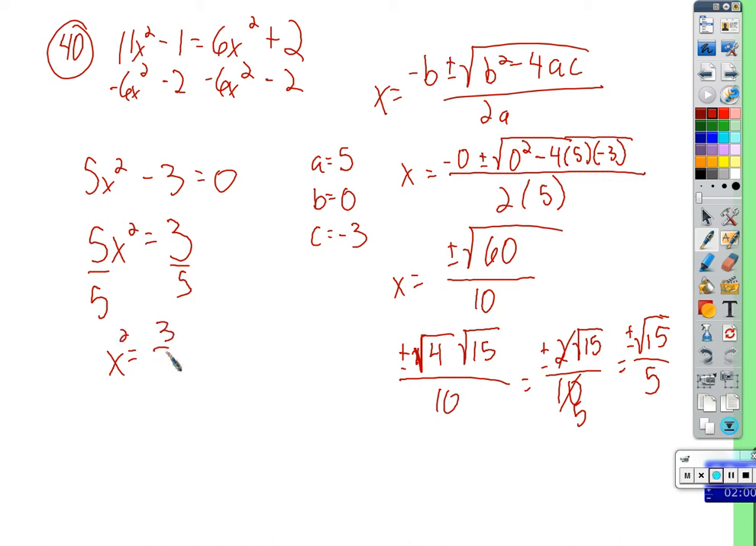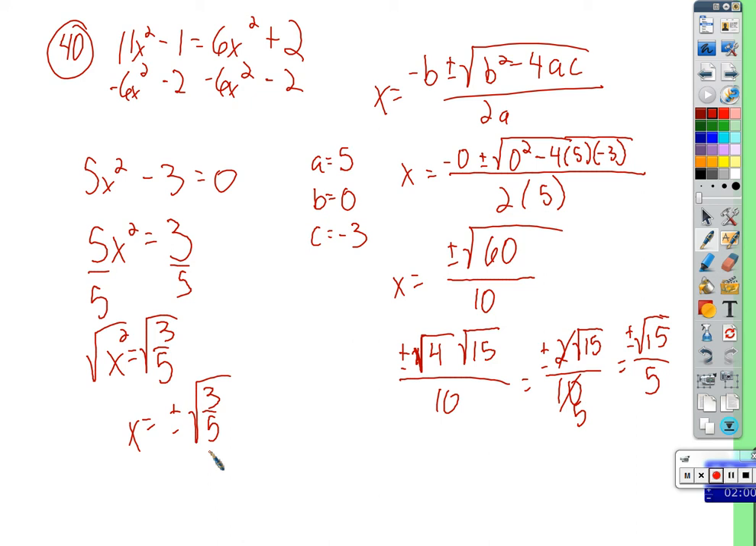3 x squared equals 5x. So what can we do now that we have x squared equals 3/5? Take the square root. Right? You don't have to bother with anything weird. Just take the square root of both sides. X equals plus or minus the square root of 3/5.